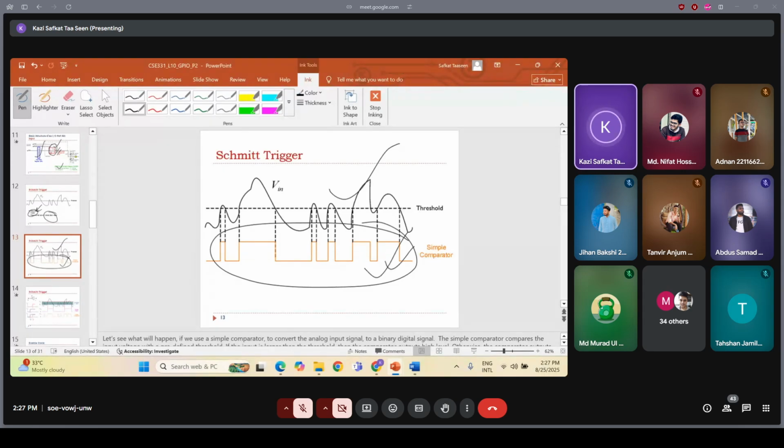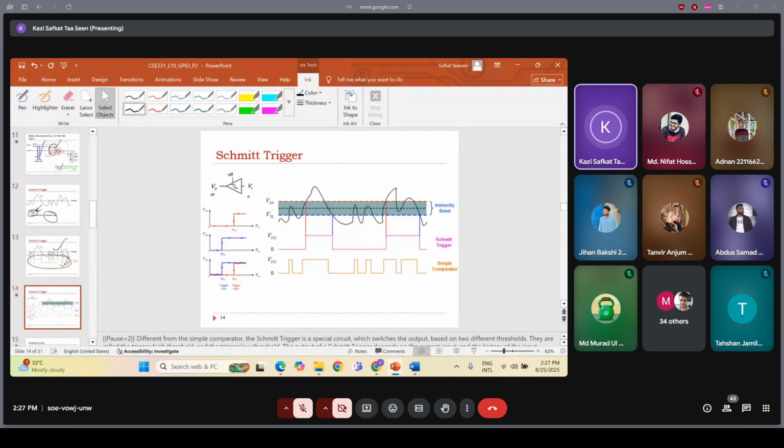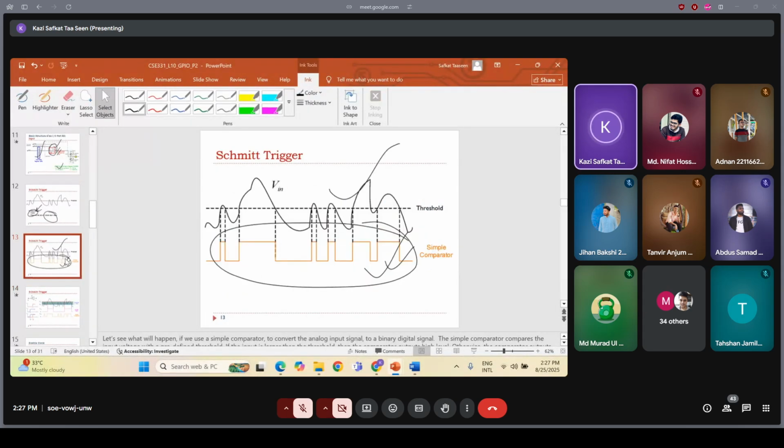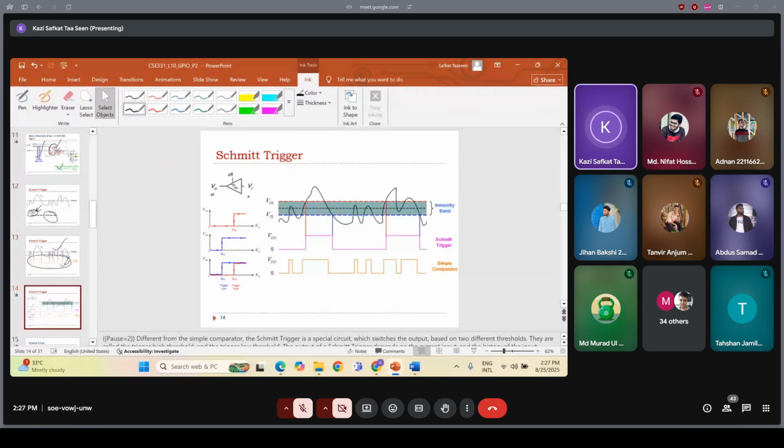How is the output produced, and how is the Schmitt trigger different from a comparator? The comparator only compares with one threshold level, whereas the Schmitt trigger compares with two different threshold levels, threshold high and threshold low, which forms an immunity band. So you can see that the Schmitt trigger output is different from the comparator output, and any fluctuations within the immunity band are ignored for a Schmitt trigger.